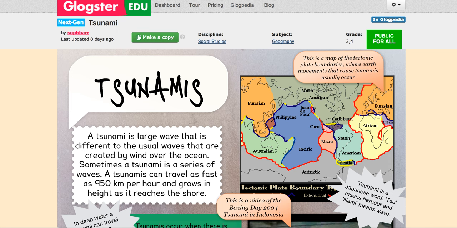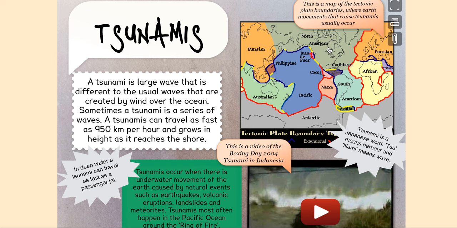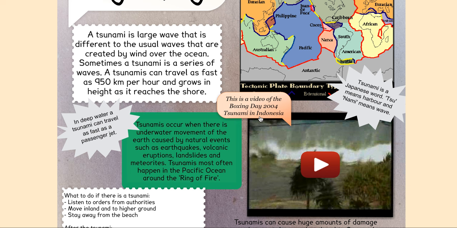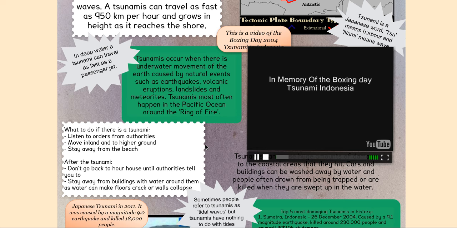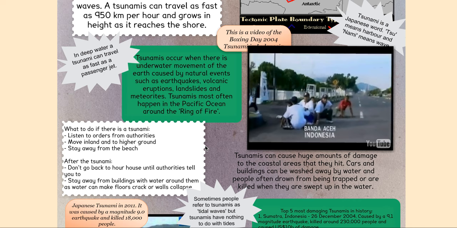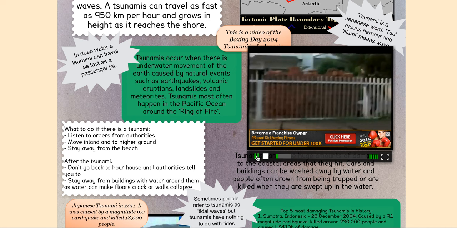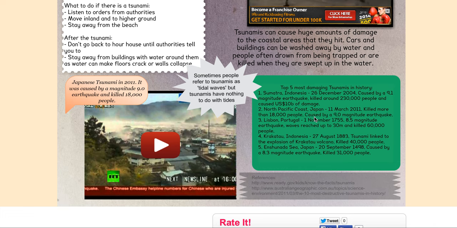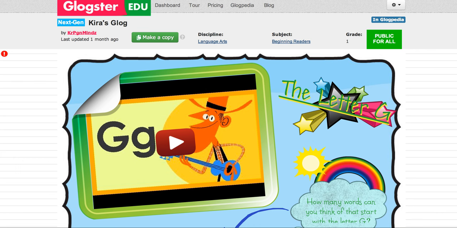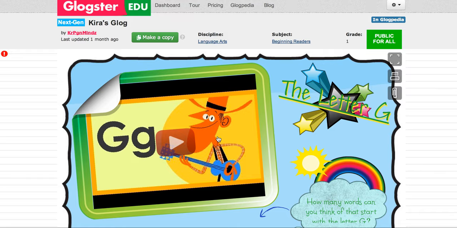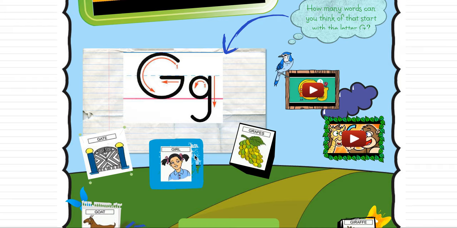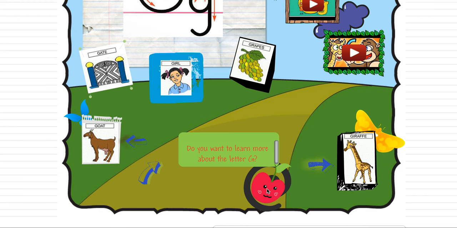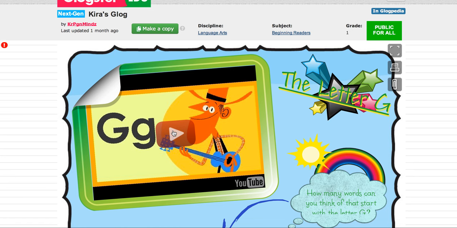Here's another example. So text here, this is how you would attach something, clicking on the paperclip. Here's an embedded video. And it plays within the Glog itself. Okay. There's another video here. Students can also put in links. Let me go to one that has some links. This one's a teacher-created one for the letter G. Lots of animations going on. Here's a video.